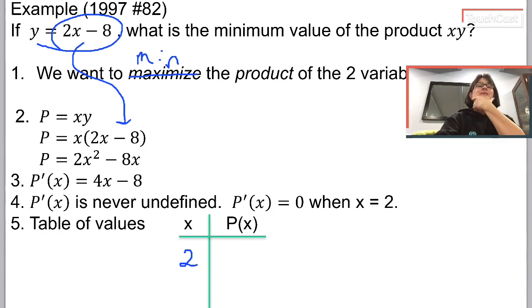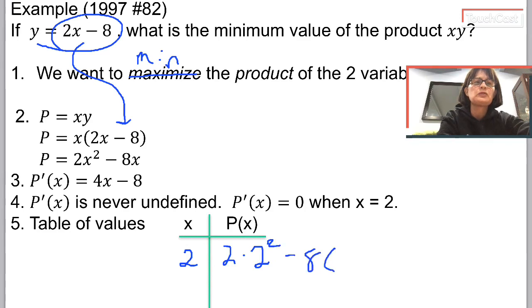I'm not getting a super free pass. I'm still going to have to convince myself that this is really a minimum. But I'm going to use 2 for x in the p of x function. That's going to be 2 times 2 squared minus 8 times 2, which is 8 minus 16, which is negative 8. So to convince myself that that's the smallest value and not, for example, really the biggest value, I can test any other point on this graph that I want.